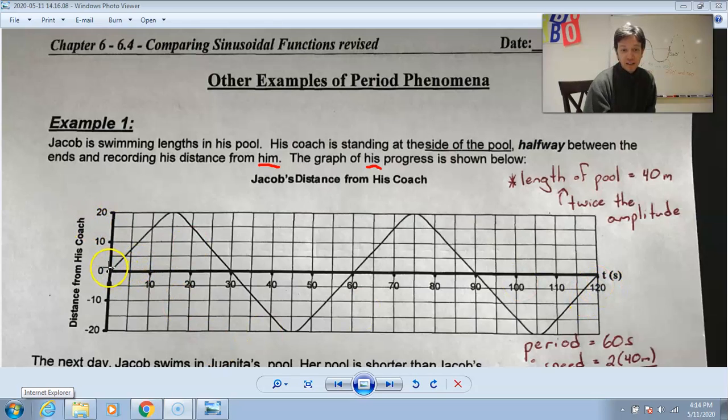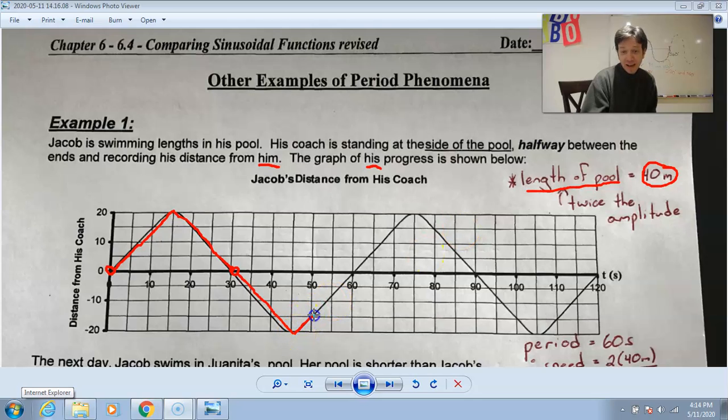Over here, it looks like our swimmer Jacob is starting right where the coach is, because their distance from each other is 0 meters. So it looks like Jacob is starting in the middle of the pool. Then he swims to one end of the pool, which looks like 20 meters from the middle, and then swims all the way back, past his coach, and continues to the other end of the pool. From plus 20 to minus 20, he swam a total of 40 meters. So it shows us that the length of the pool is 40 meters.